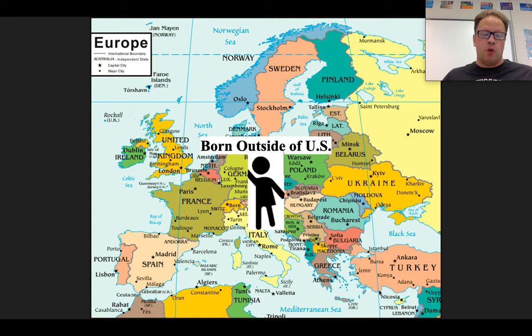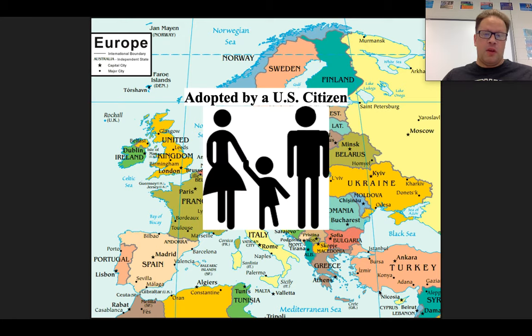Now, a child, meaning a child under the age of 18, born outside the U.S., that is adopted by a U.S. citizen, actually becomes a U.S. citizen. So while not actually considered a natural-born citizen, you are still considered a citizen even if you are adopted by U.S. parents.